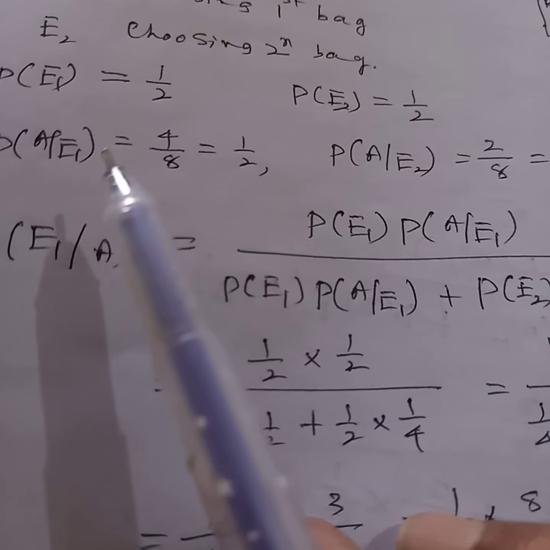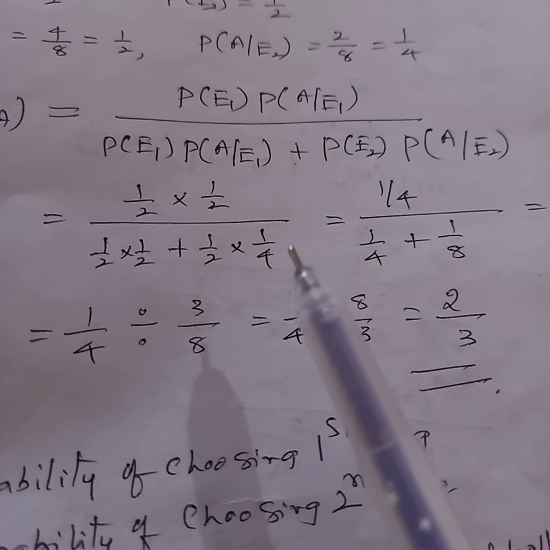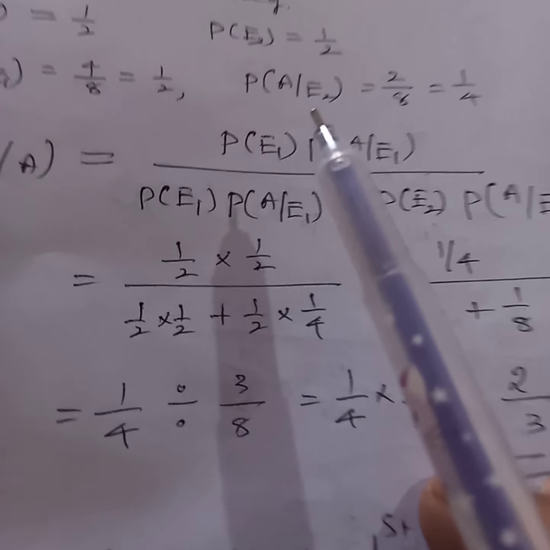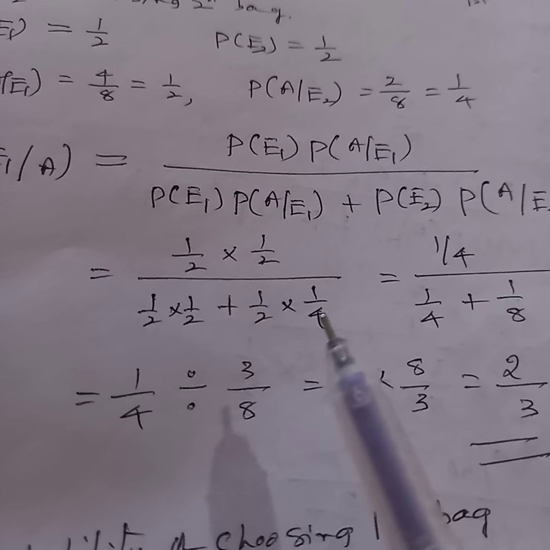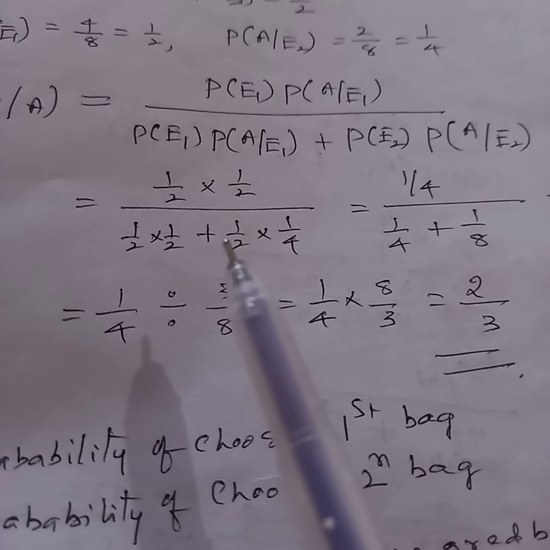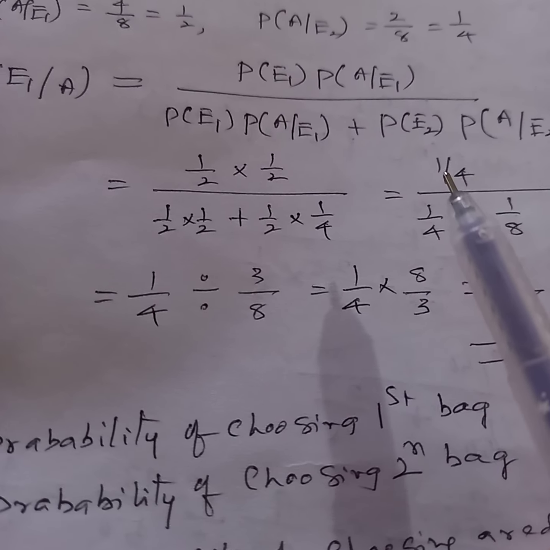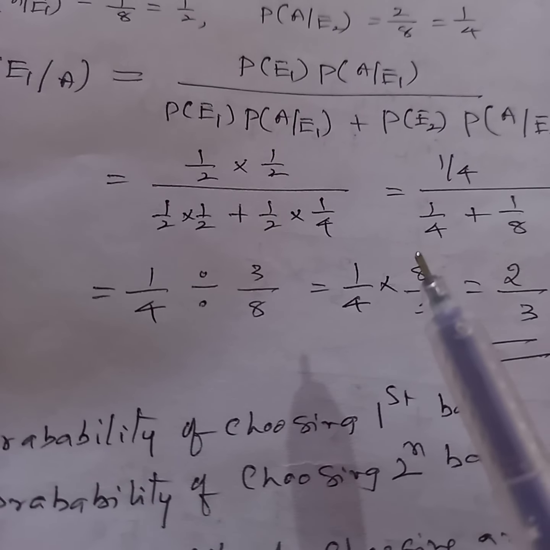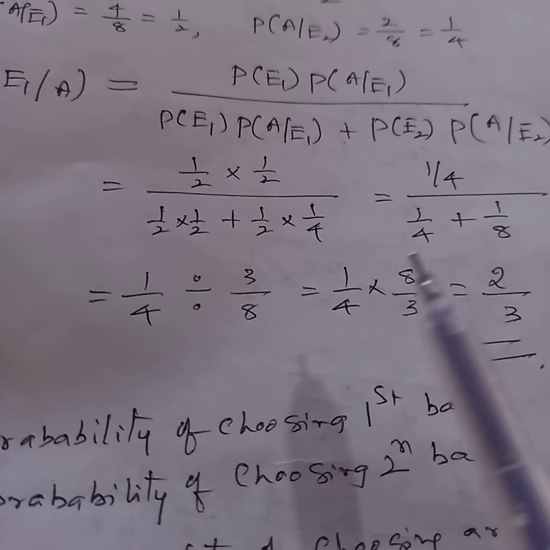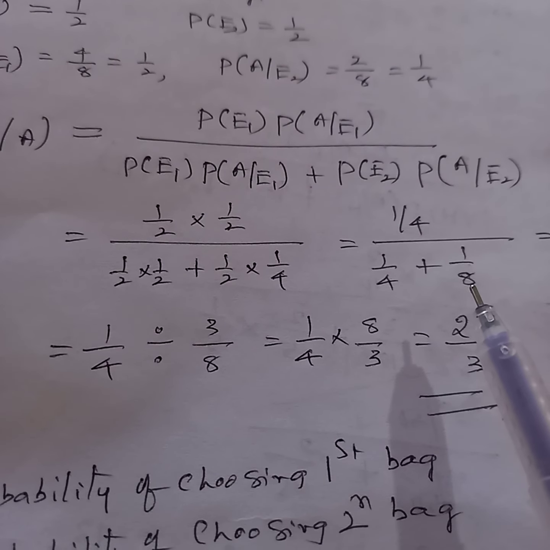What is P(E2)? Look here, P(E2) is half. That we write. And then P(A|E2), how much? It is here, 1 by 4. So half into half is 1 by 4. Again, half into 1 over 4 is 1 by 8. Simple thing. And 1 by 4 divided by 1 by 4 plus 1 by 8.